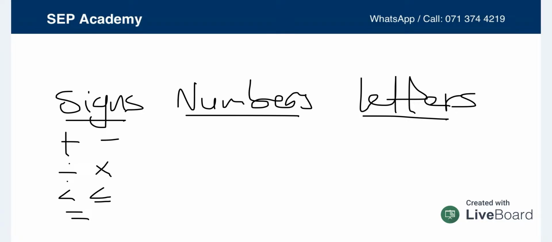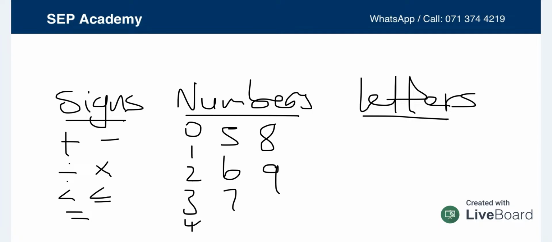And in terms of the numbers, we have just 10 numbers starting from 0, 1, 2, 3, 4, 5, 6, 7, 8, and the last one being 9. So any number that you can think of, it's a combination of those 10 numbers. An example would be 150. 150 will be the combination of 1, 5, and 0. So that number on its own is a combination of these 10 numbers.